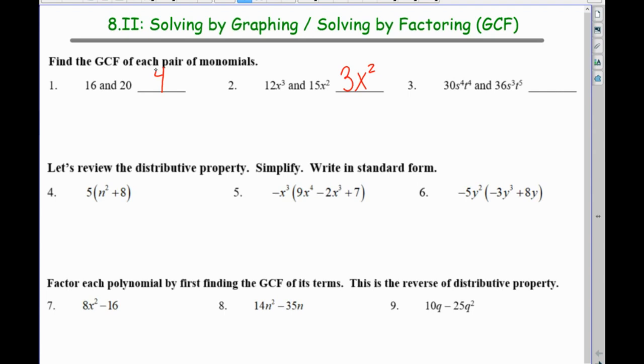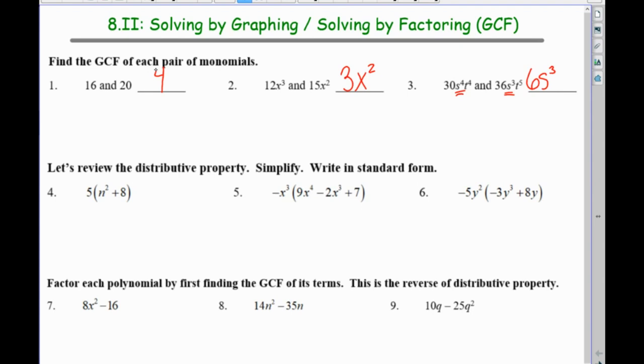All right, look at number 3. What number divides evenly into 30 and 36? What's the biggest common factor? 6. Now look at the s's. This guy has 4, this guy has 3. So what's the most I could ask for? 3. It's always going to be your smallest exponent.